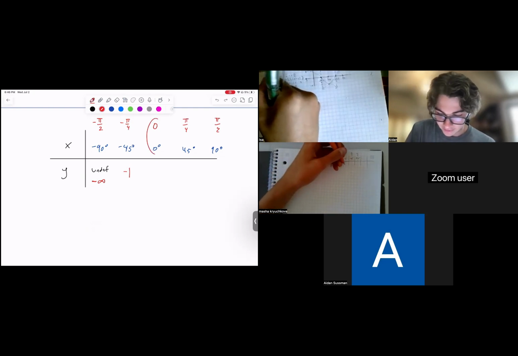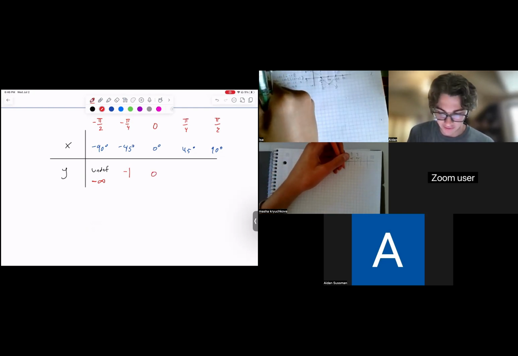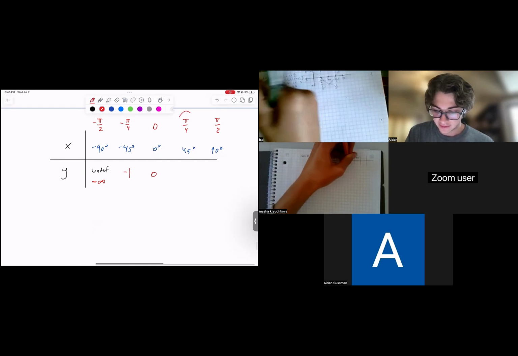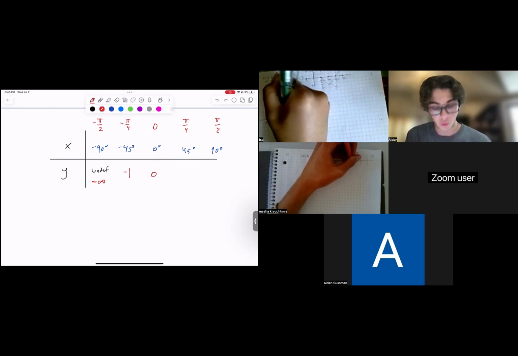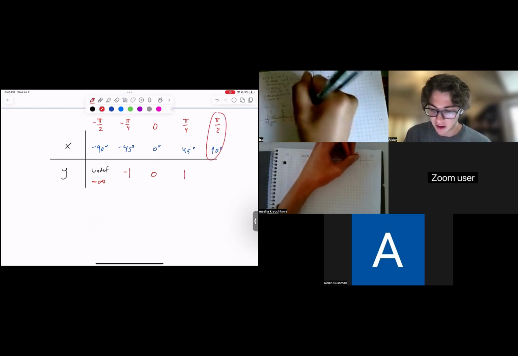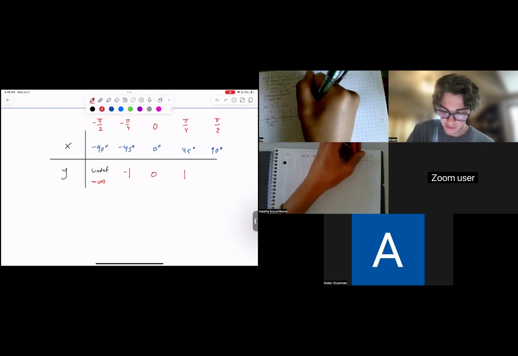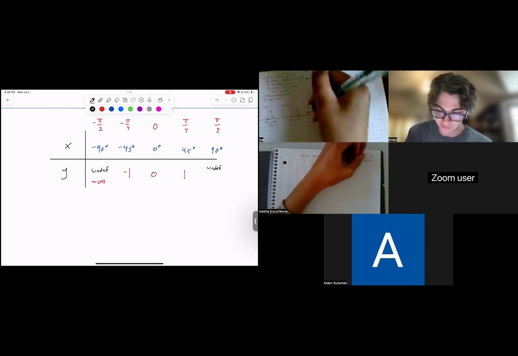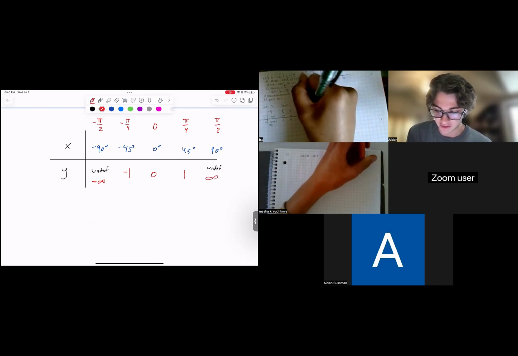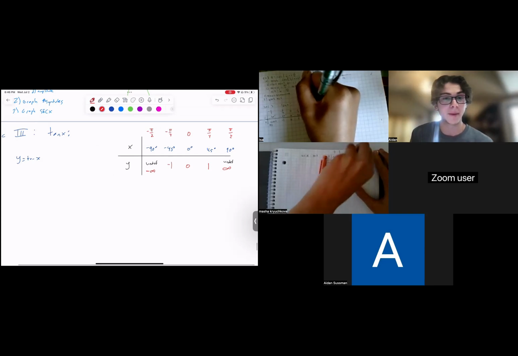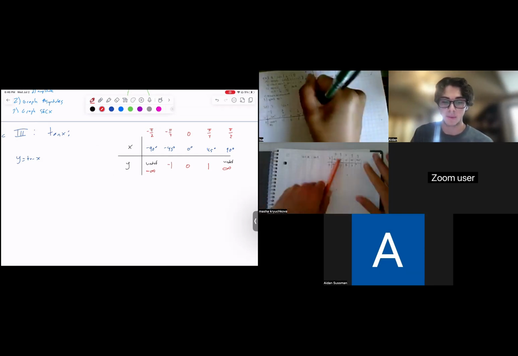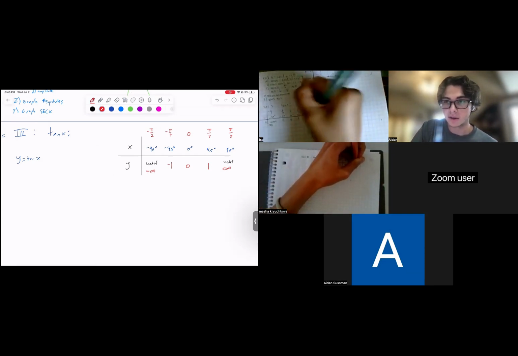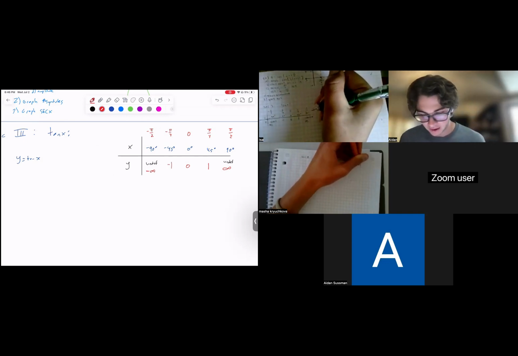All right, and then 0. Well, at 0, tangent is 0. At pi over 4, well, now it's positive 1. And at pi over 2, this is back to just our unit circle. This guy's undefined, and it's positive infinity. Okay, so this is our basic tangent table. And let's take a look at what this actually looks like graphed out.